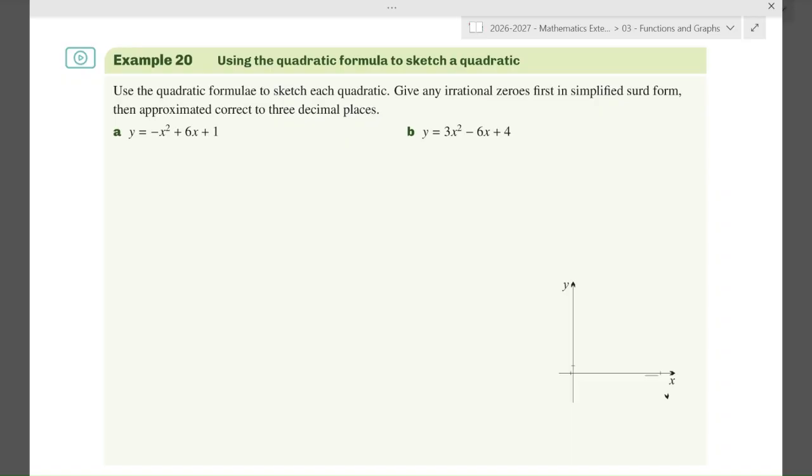Question A. It's a sad face. Sad face. Thank you, mate. Concave down. Excellent. What else can you tell me? The y-intercept is 1. The y-intercept is indeed 1. Because you see how the one that doesn't have any x is the y-intercept.